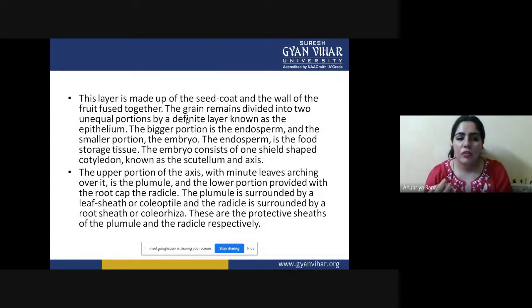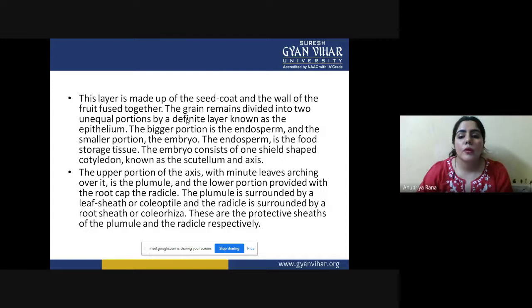But in the maize grain, which we have taken as an example for study, they do not have distinctive layers between them. So now what happened? This layer is made up of the seed coat and the wall of the fruit fused together. So the grain remains divided into two unequal proportions by a definite layer known as the epithelium. The bigger portion is the endosperm and the smaller portion is the embryo.